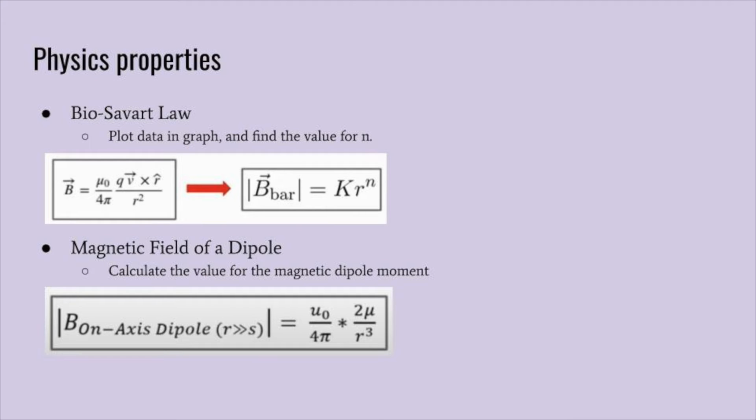Here are the main physics properties involved in this lab and their respective equations shown. For the Biot-Savart law, data is plotted in a graph and the value for n is found. For the magnetic field of a dipole, the value for the magnetic dipole moment was calculated using this equation.